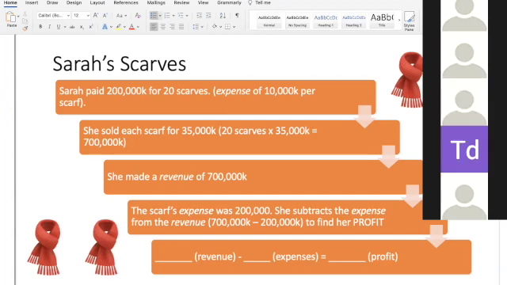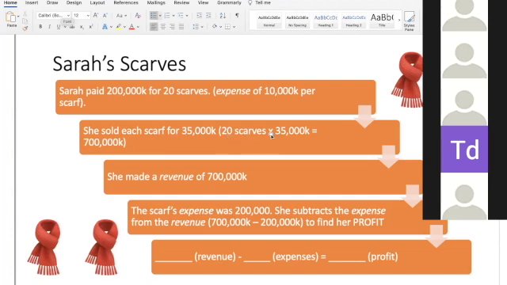How about Miss Sokam? Are you here? Could you read the next one? She sells each scarf for 35,000 geep. Yes, the second. You're correct. Thank you. And then, what's that?